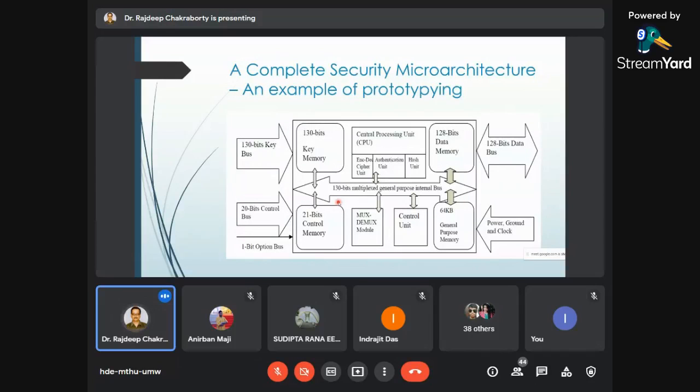Now, this is an example of a prototype which I just developed. This is a microarchitecture which is already being patented. I developed this prototype. It is basically a hardware security microarchitecture which gives three functionalities. One is authenticating your hardware, basically your memory device, then encrypting and hashing.